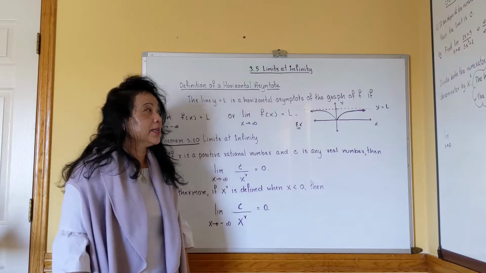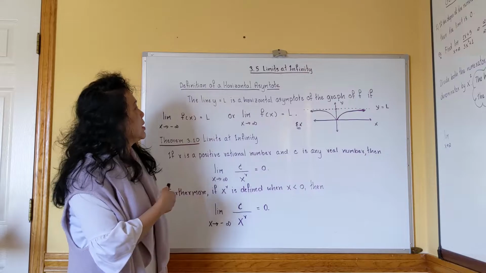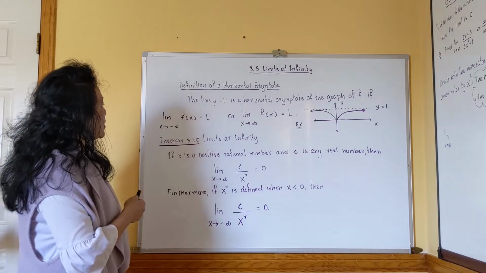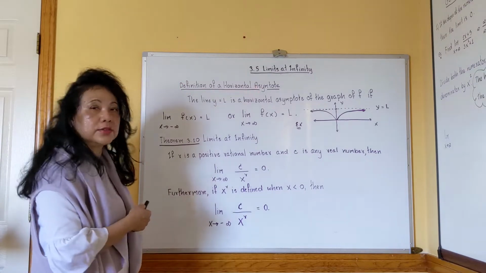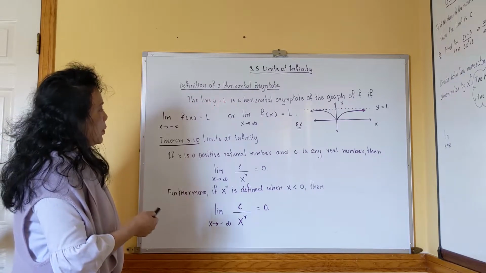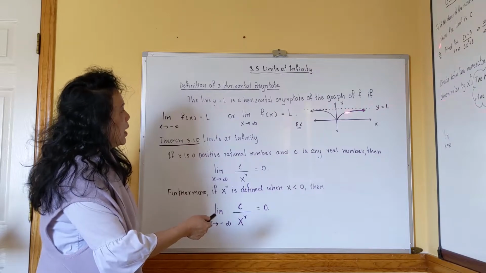Calculus 1. Now we're going to do 3.5 limits at infinity. Alright, let's look at two definitions. The first definition is the definition of horizontal asymptote. Alright, the line y equal to L. I have a horizontal line here, y equal to L.